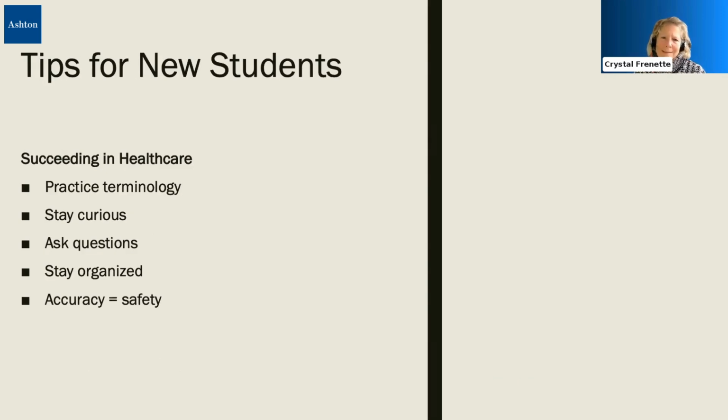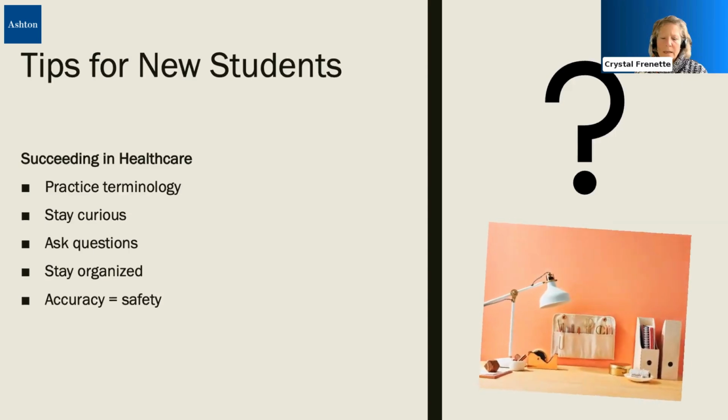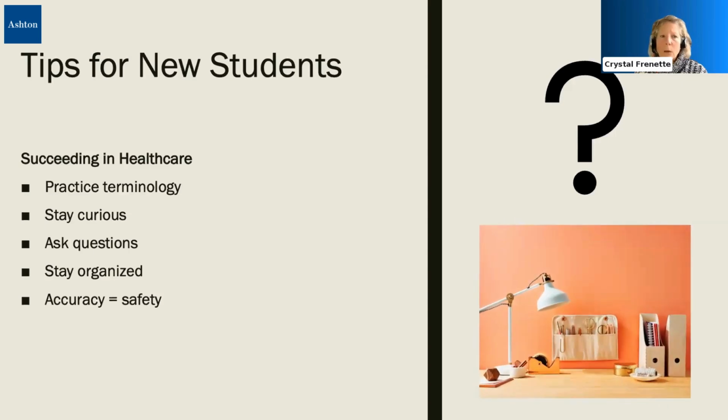And finally, just tips on success, really. As you go into this, some of you know the ways in which you learn better, but practice terminology when it comes up. Practicing regularly, repetitive exposure can help with fluency, right? Ask questions, stay curious. Stay organized. That's always helpful as well. And of course, accuracy and safety is what we're all working towards when we're working in healthcare. So that's what I say to start doing, even as a student in this program.